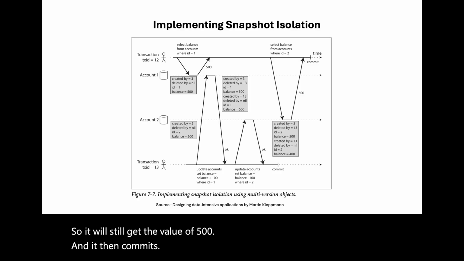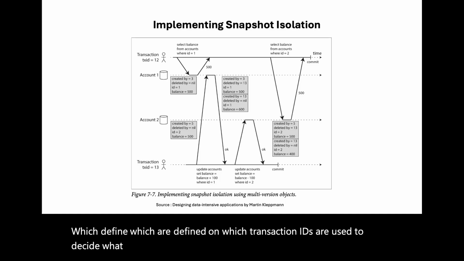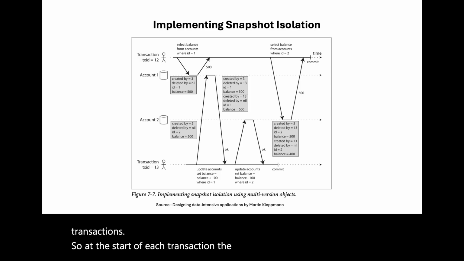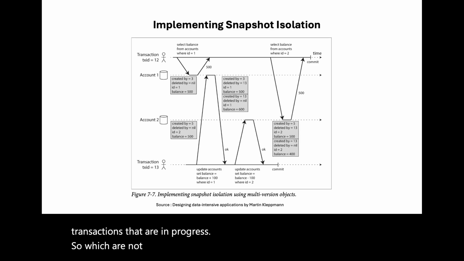Now, there are some rules which are defined on which transaction IDs are used to decide what objects or what versions are visible for other transactions. At the start of each transaction, the database makes a list of all the other transactions that are in progress, which are not committed or aborted at the time.